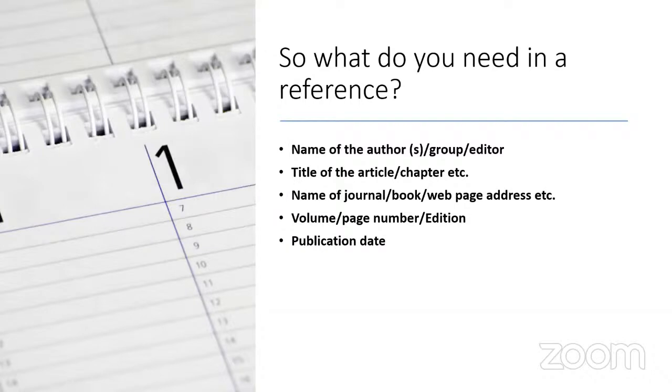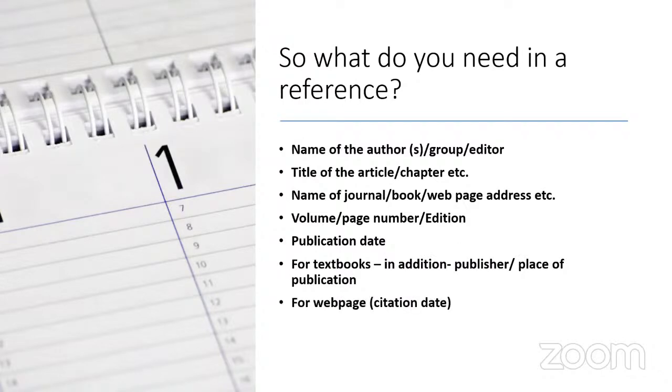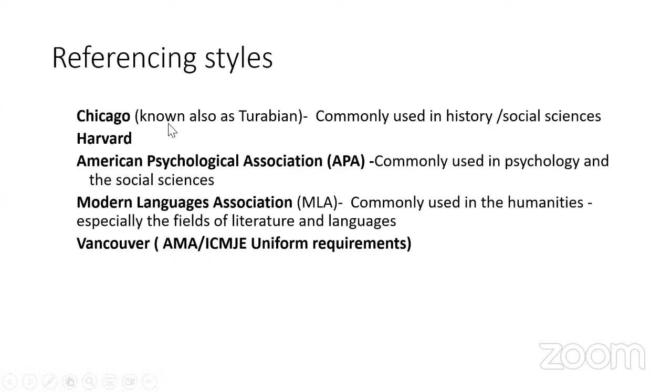date of publication, and for textbooks, in addition, you need the publisher and the place of publication. For a web page, you also need to put in the citation date. Now, when you put in your references, there are different referencing styles used. Some of the common styles are Chicago, Harvard, APA, American Psychological Association, Modern Languages Association, which is called MLA, and something called Vancouver.